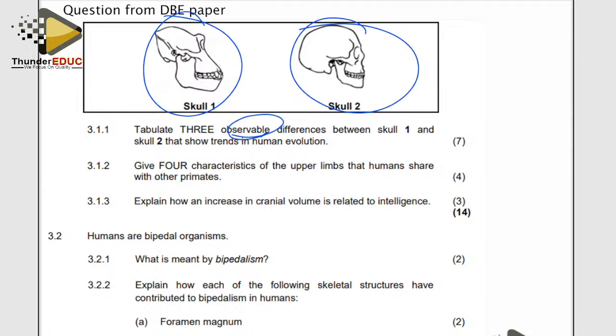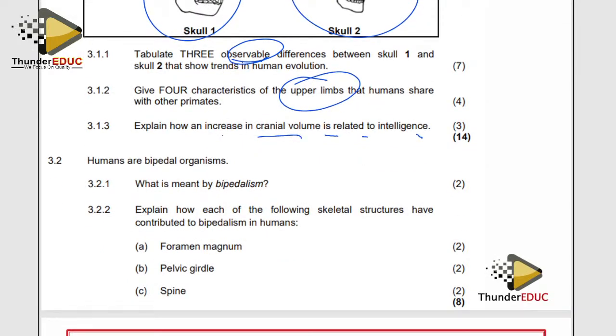Anyway, four characteristics. Here they can ask about the specialized upper limb. Look at your arm and then talk about it. Explain how increase in the cranial volume is related to intelligence. The bigger the cranium, the more brain cells, the higher the intelligence. That's it. We talked about it. What is bipedalism? We saw, walking on two hind limbs.